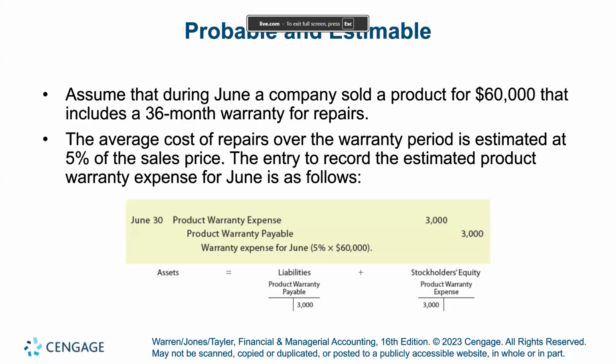During June, the company sold a product for $60,000 that includes a 36-month warranty for repairs. The average cost of repairs over the warranty period is estimated at 5% of the sales price. The entry to record the estimated product warranty expense for June is as follows. So they just tell you that you're likely to have to pay back 5% of that. So you take 60,000 times 5%. And since it is probable and estimable, meaning we can estimate it, we debit product warranty expense and we credit product warranty payable, meaning we expect to be paying back $3,000 on warranties during this period.